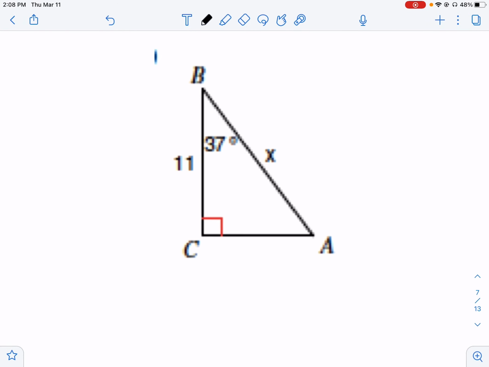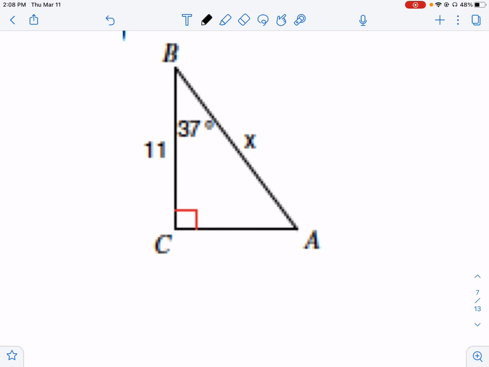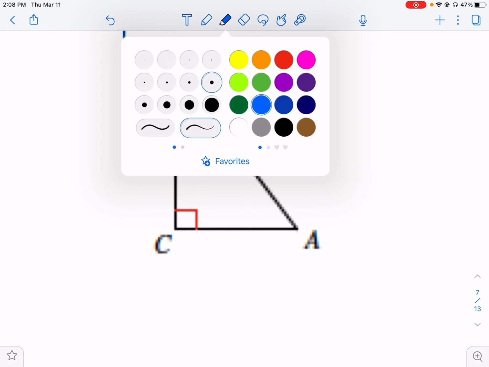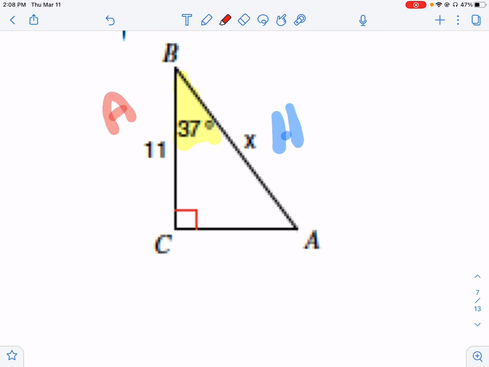Let's just do one last problem. So once again, I'm looking at this triangle. I'm going to orient myself around the angle that's given. Based on this, I have my hypotenuse and my adjacent. I know that because the hypotenuse is across from the 90 degree. This is the side length that touches my angle. So this one actually happens to be cosine as well.